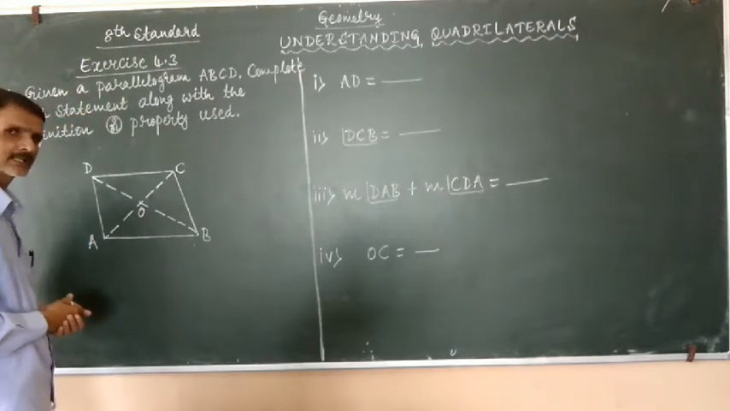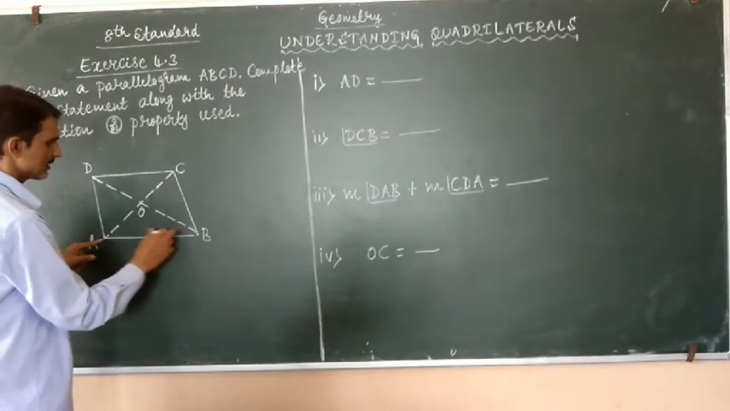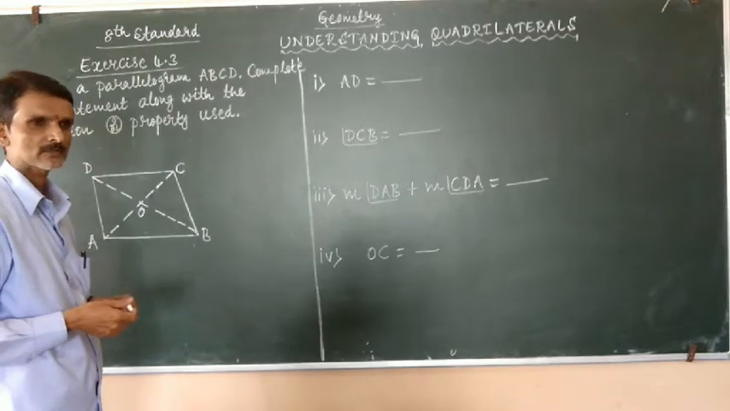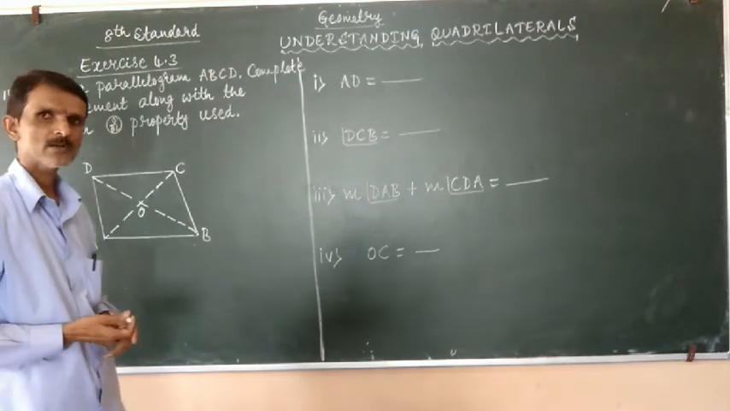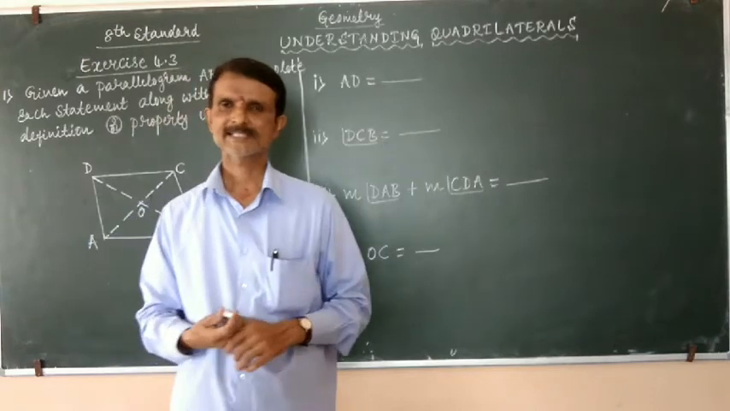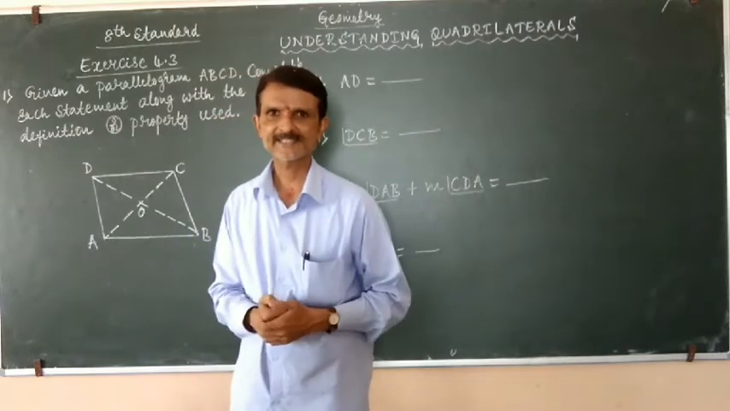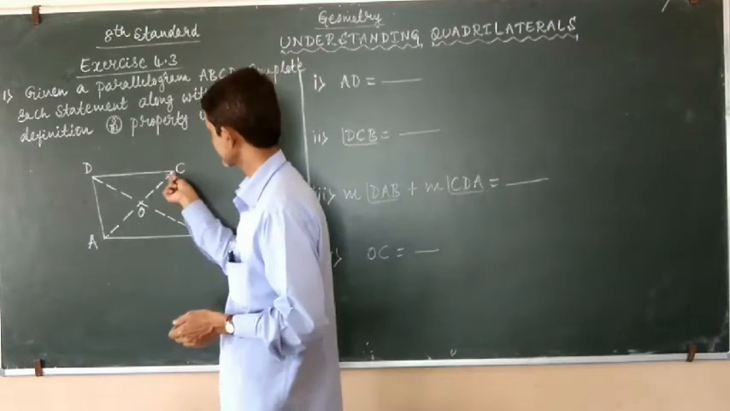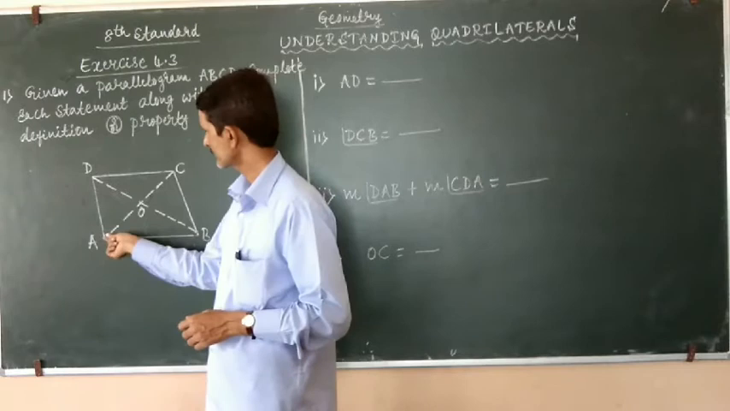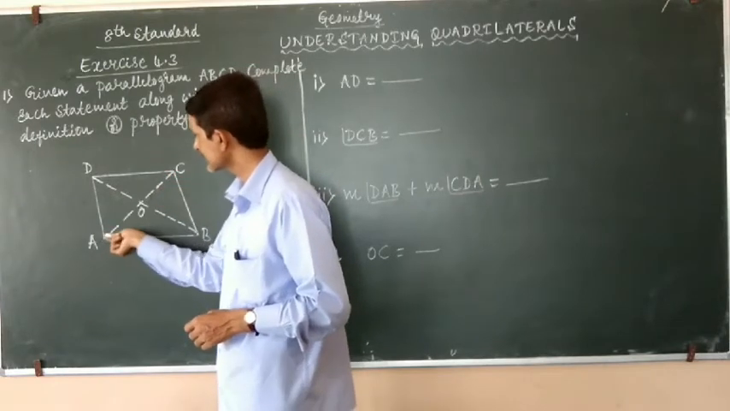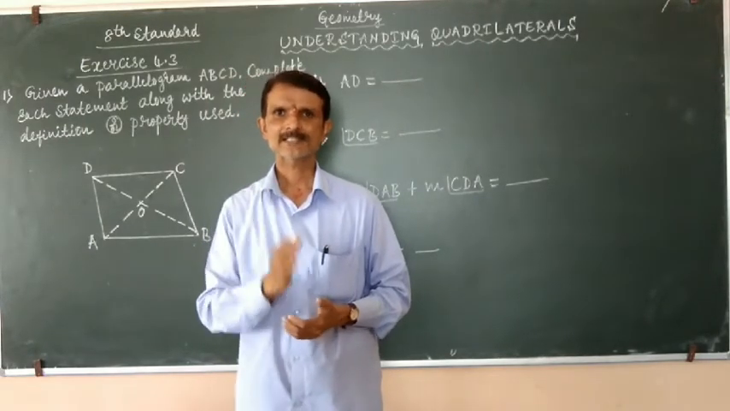And we already know that the sum of adjacent angles is supplementary, that means equal to 180 degrees. Now if you observe the line segments which you have not studied: AC, the line joining the opposite vertices A and C. This line segment AC is called a diagonal.